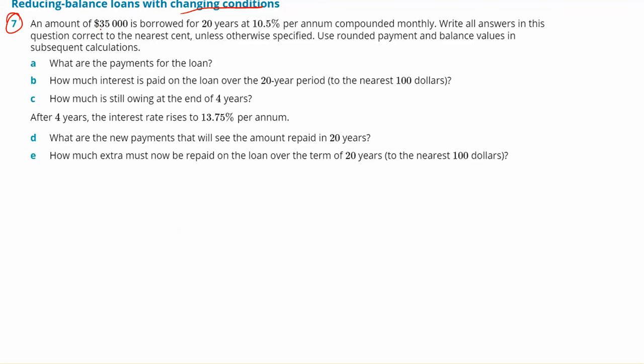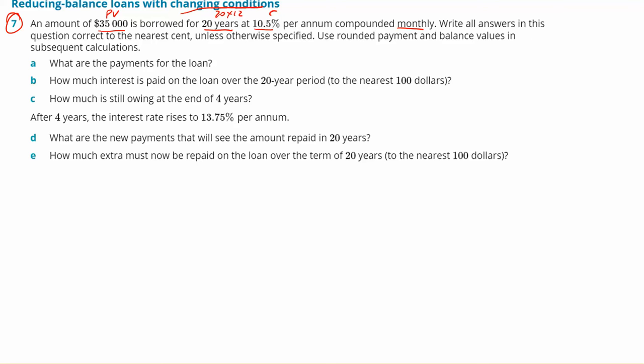An amount of $35,000 is borrowed for 20 years at an interest rate of 10.5% per annum, compounding monthly. It's always important to highlight the key values. This is my principal value. This is my number of years. Well, n would be, because it's compounded monthly, 20 times 12. My interest rate is 10.5.